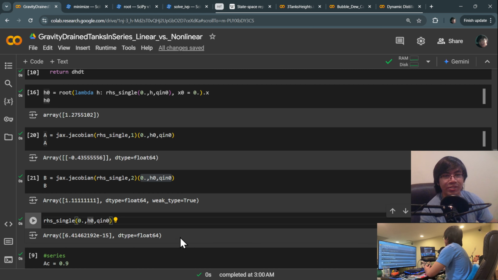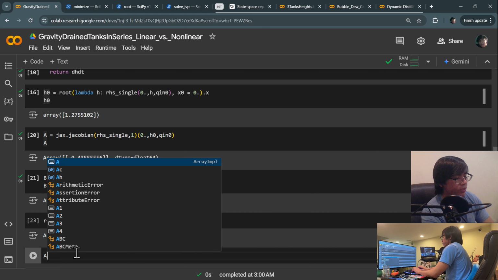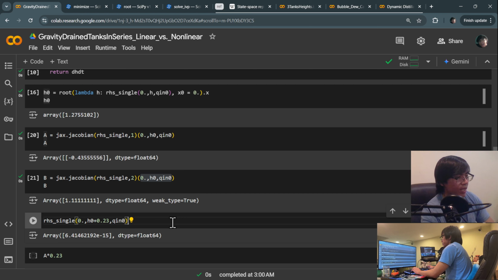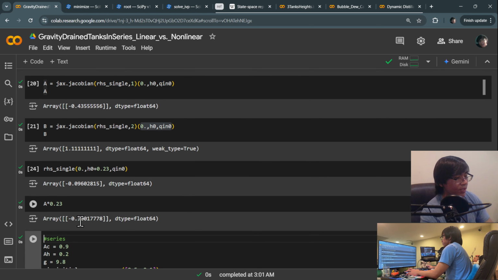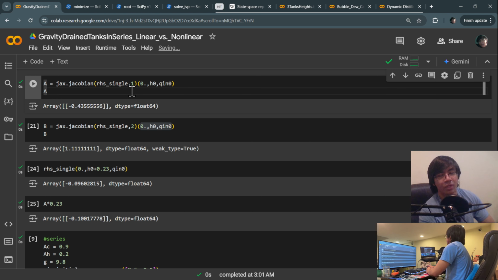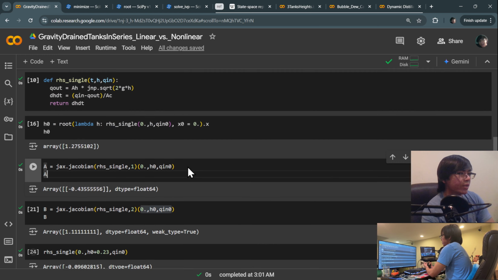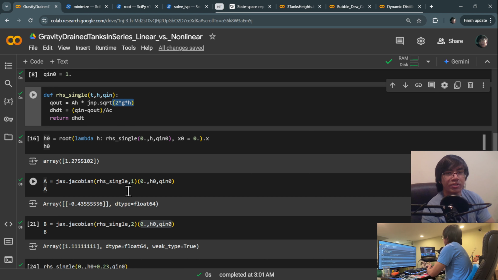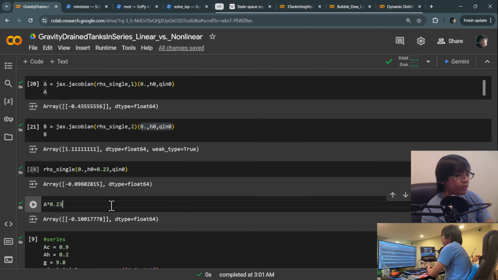So if we want to see this relationship between A and the right-hand side, how does A show that with a single value? If I add something like 0.23, and I also multiply A by 0.23, we should have similar values. Yeah, pretty close. So 0.09, that's a pretty close approximation considering A is just linear, remember the slope, the Taylor series expansion, essentially linearization of the square root of h. So those are how they're related.